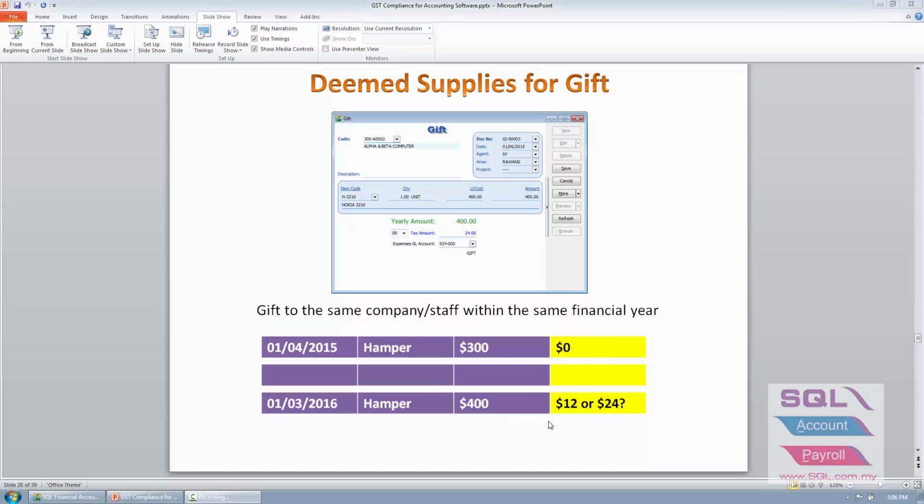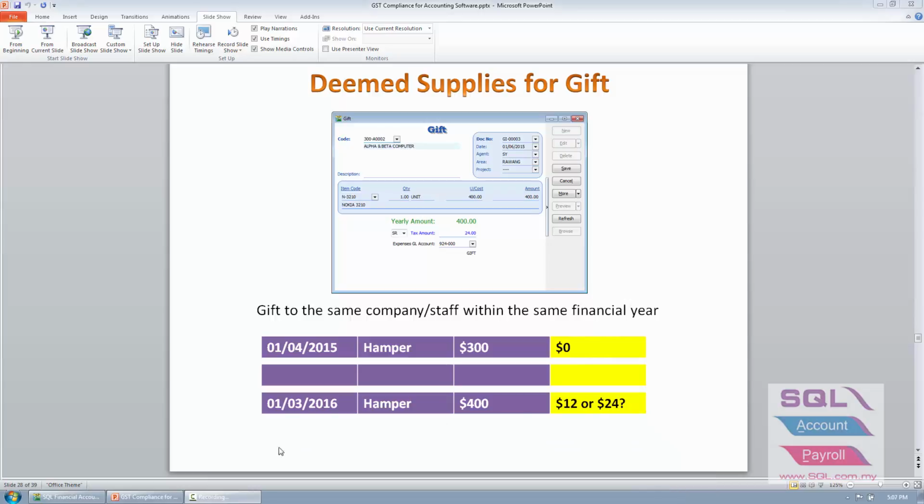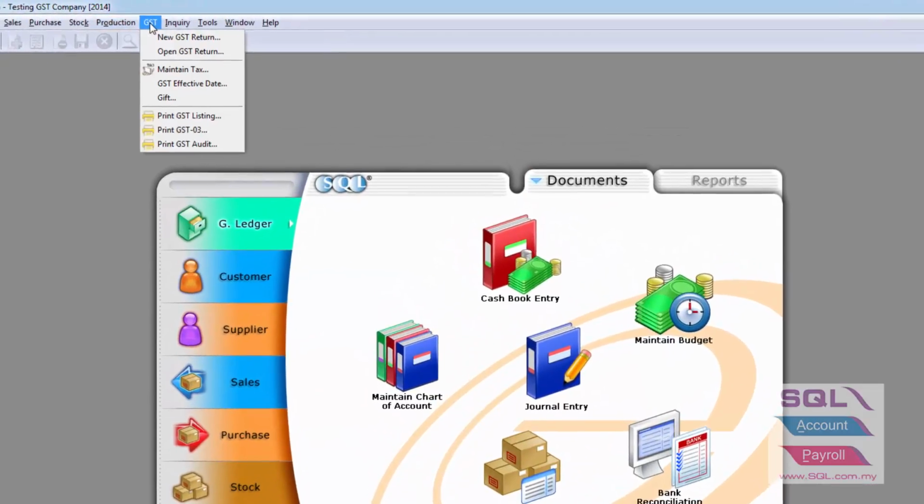Then the Customs' point of view is that the whole value of the 400 ringgit will be multiplied by the 6%. Therefore in this case it will be 24 ringgit, not 12. It doesn't calculate based on the balance. So this is exactly how SQL Account will work as well.